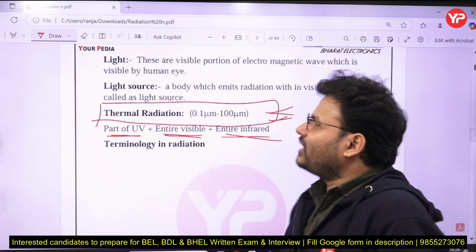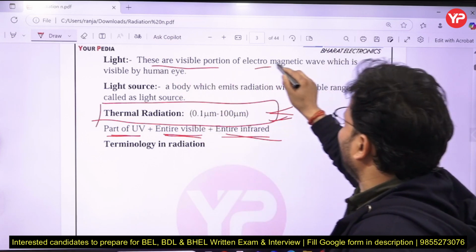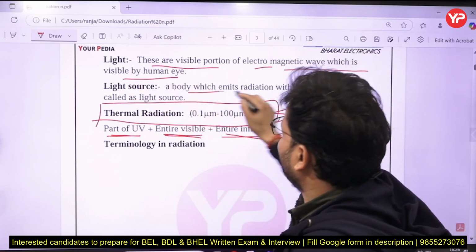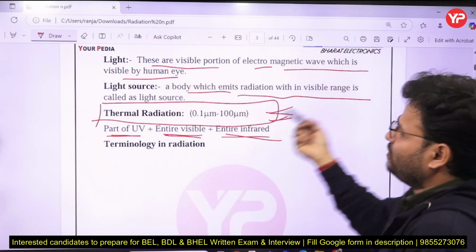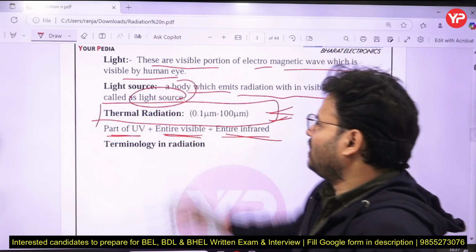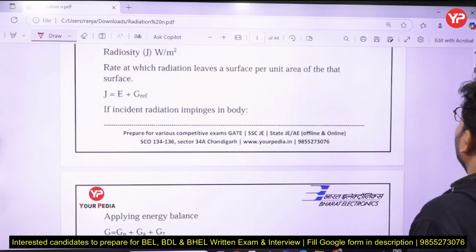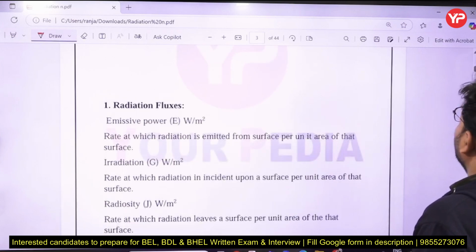Now the question is, what is light? These are the visible portion of the electromagnetic wave which is visible to the human eye, and the body which emits in the visible range is basically called a light source.